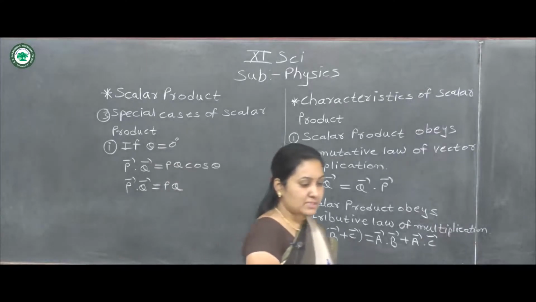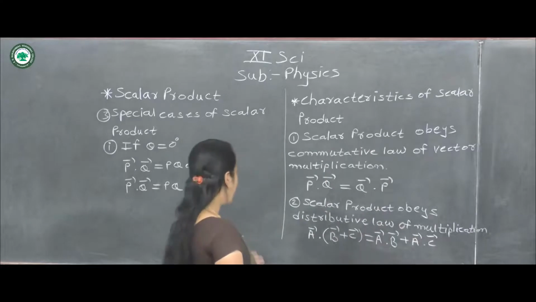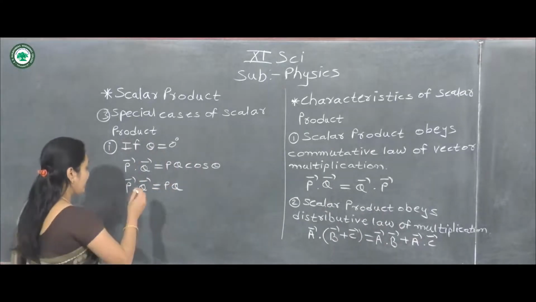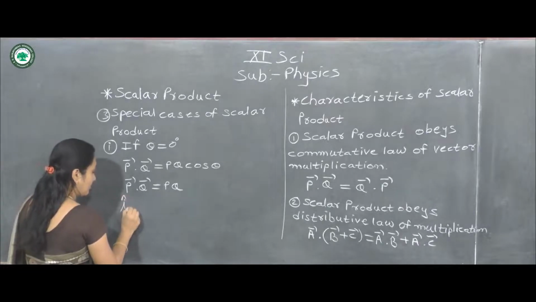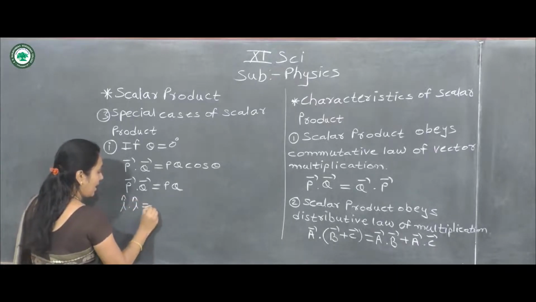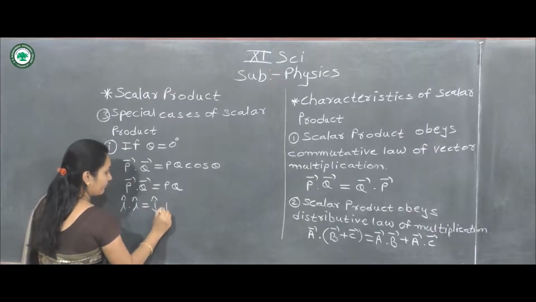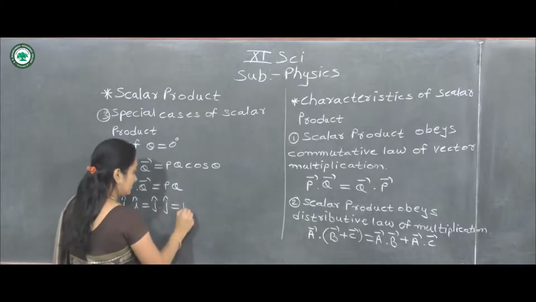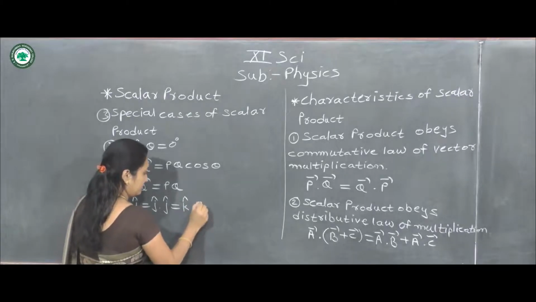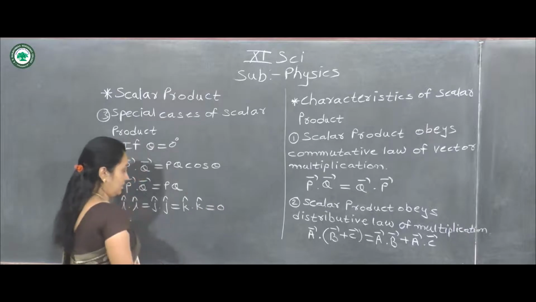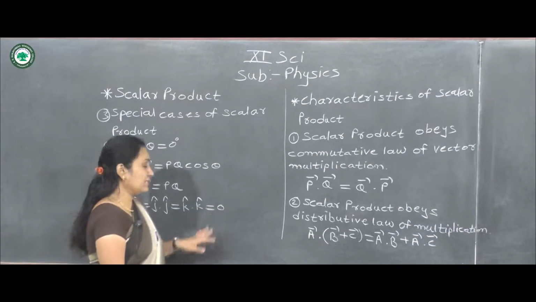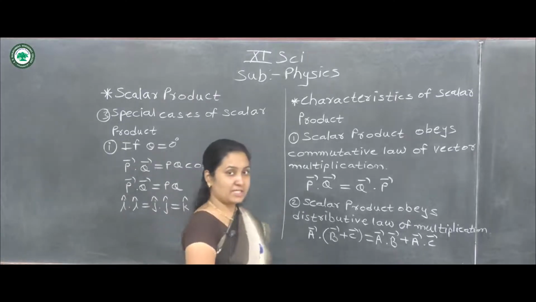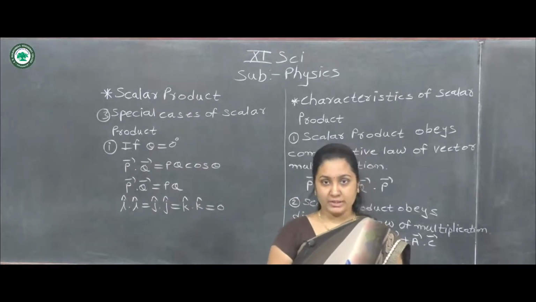Similarly, if i, j, k are unit vectors along the x, y, z axes, we have i dot i is equal to j dot j is equal to k dot k is equal to 1. So this is the first special case when theta is equal to 0 degree.